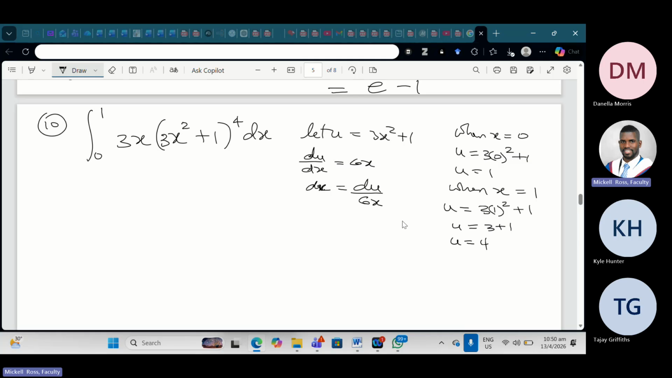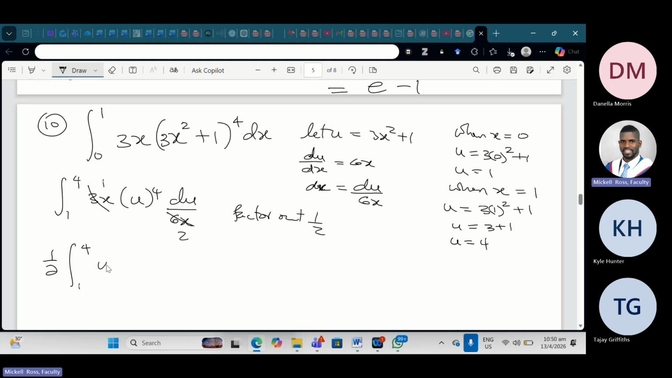u is equal to 4. All right, so we're going to have the integral from 1 to 4, 3x times u to the 4th power du over 6x. This reduced into itself goes 1 time, this into this goes 2 times. So we're going to factor out a half. So we're going to get half times the integral from 1 to 4 of u to the 4th power du.